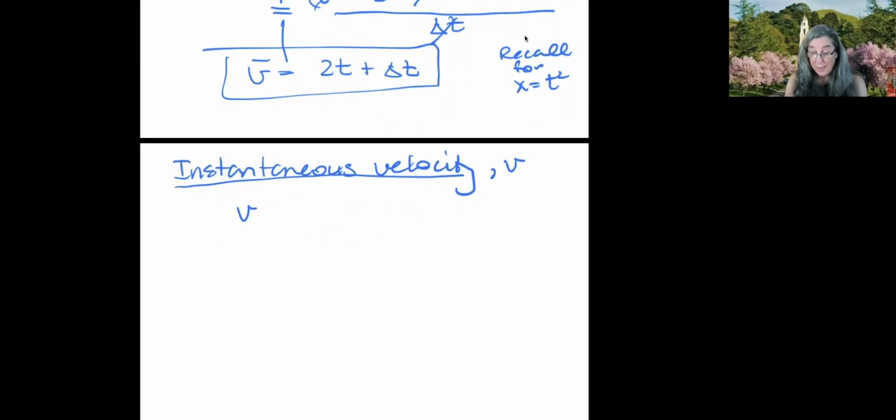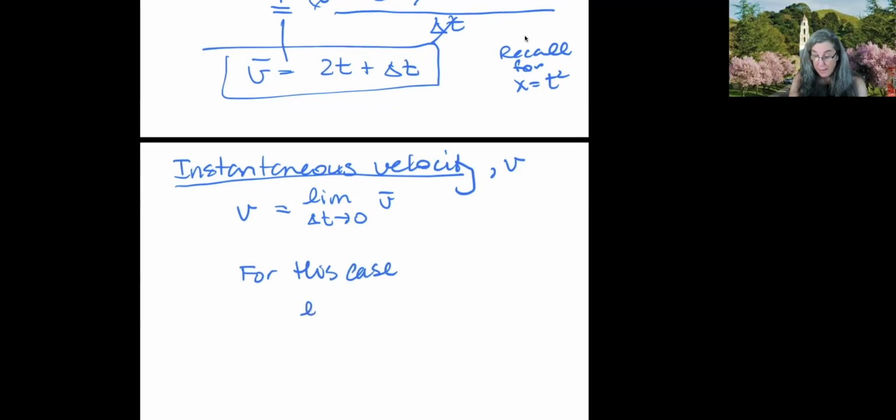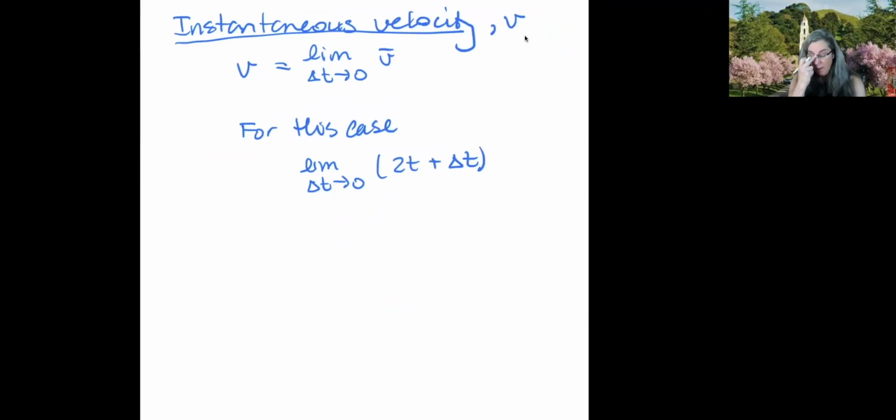So the instantaneous velocity, this is the way you write that, is the limit as delta t goes to 0 of the average velocity. And then you might want to write out the average velocity as delta x over delta t to get the delta t's more explicitly in there. For this case, that means we take the limit as delta t goes to 0, and you may not know what a limit is yet, and that's okay, of this expression 2t plus delta t.